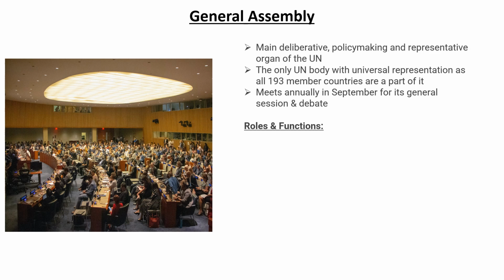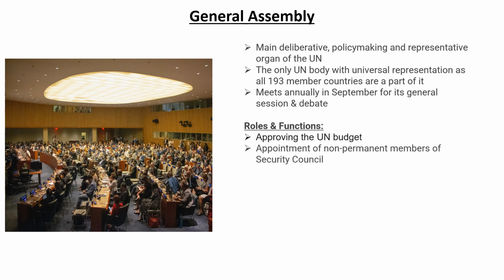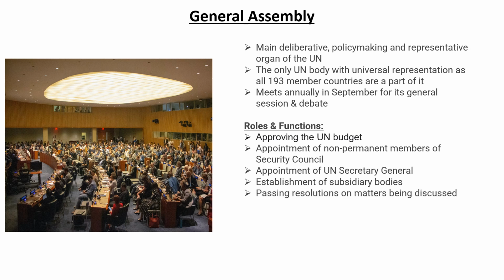Now let's talk about the roles and functions of the General Assembly, which include approving the UN budget, appointment of non-permanent members of Security Council. Here we should note that in addition to the non-permanent members of the Security Council, the Assembly is also responsible for electing members to various UN bodies like the Economic and Social Council and the International Court of Justice. The General Assembly is also responsible for the appointment of UN Secretary General, establishment of subsidiary bodies. It also goes through the reports prepared by these subsidiary bodies and then passes resolutions on matters being discussed.